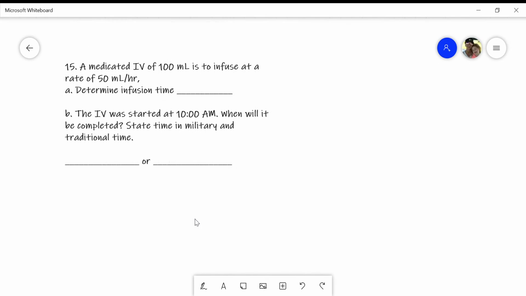Okay. And for 15, a medicated IV of 100 milliliters is to infuse at a rate of 50 milliliters an hour, and this one should be pretty simple. Got your 100 milliliters, and we're going to divide it by the 50 milliliters an hour they're asking for, and that's going to give us 2 hours.